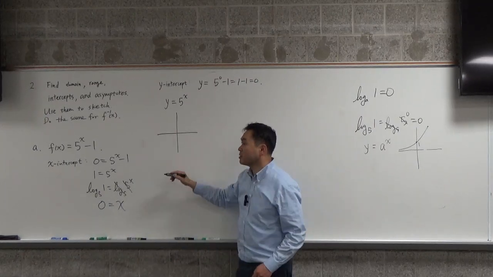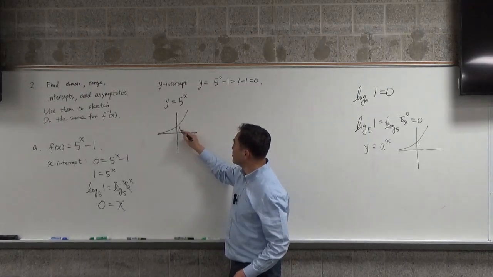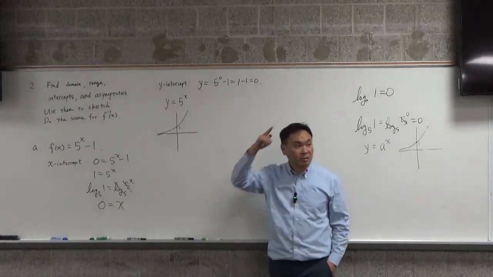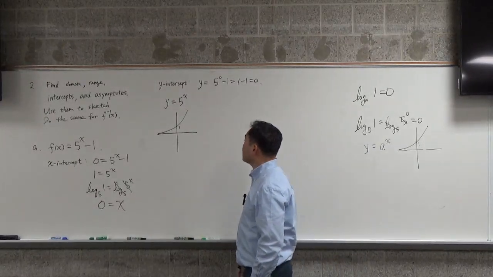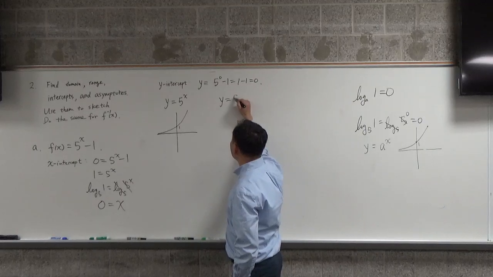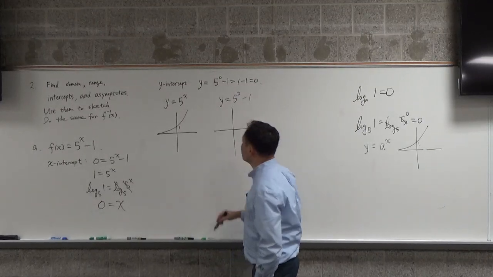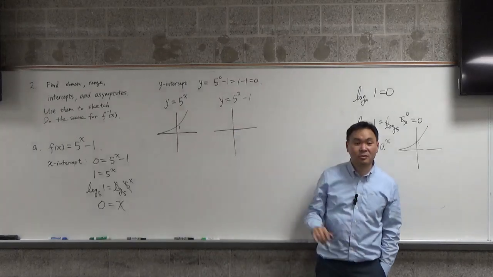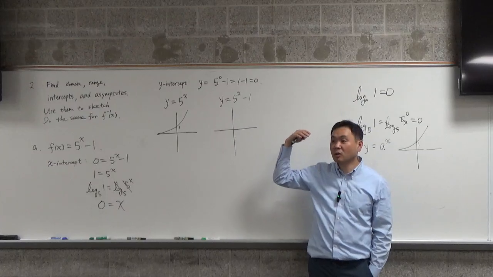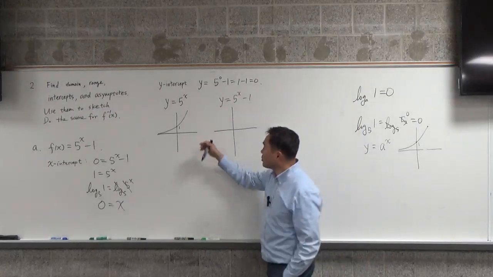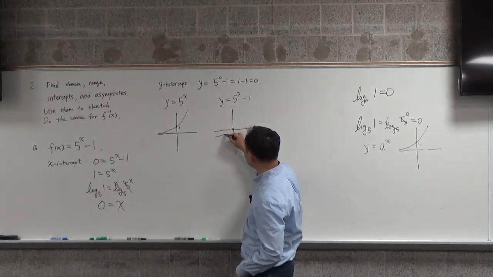What's that? It's like this, right? It's increasing like this, right? Okay, and then what is y equals 5 to the x minus 1? What does this do? It makes the graph go down 1, yeah. So what was at 1 will now go to 0. Okay? And the graph will be like this.